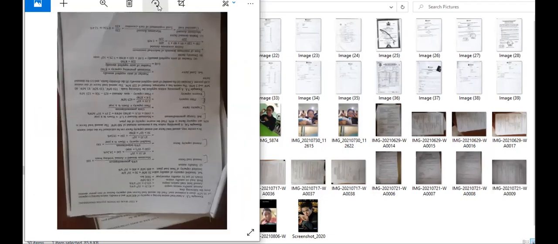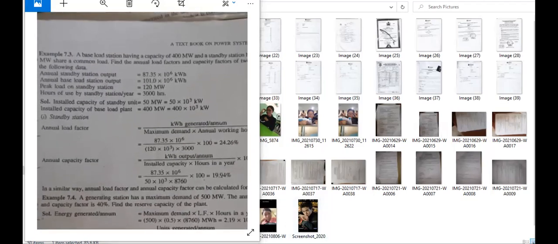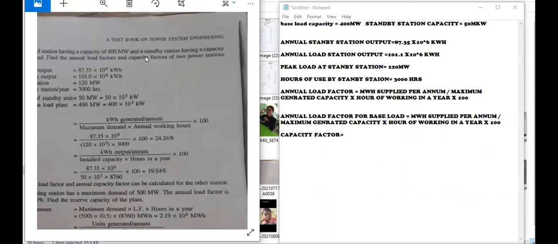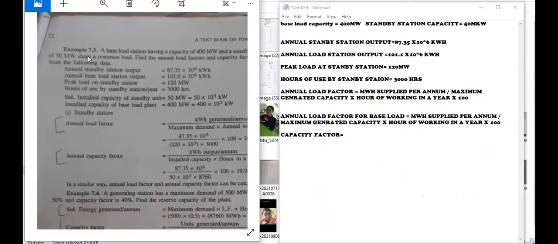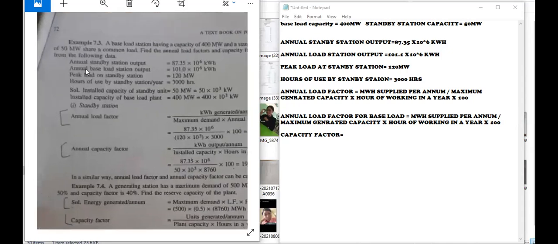Now this is the question. I think it's clear here. Okay, so from here, you can see that the base load station has a capacity of 400 megawatts, and then the standby station having a capacity of 50 megawatts, not mega kilowatts, megawatts. And they share a common load. They say we should find the annual load factor and capacity factor of the two power stations. So the annual standby station output is this, for the base load is this, and the peak load on the standby station is 120. The hours of use by the standby station is 3,000.